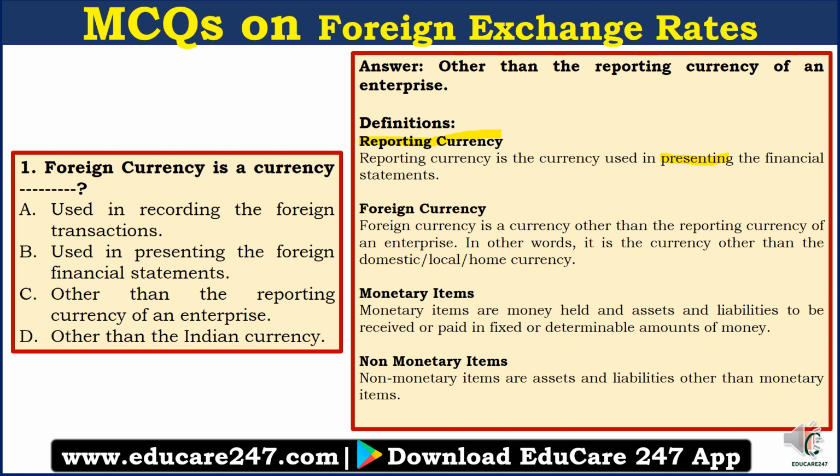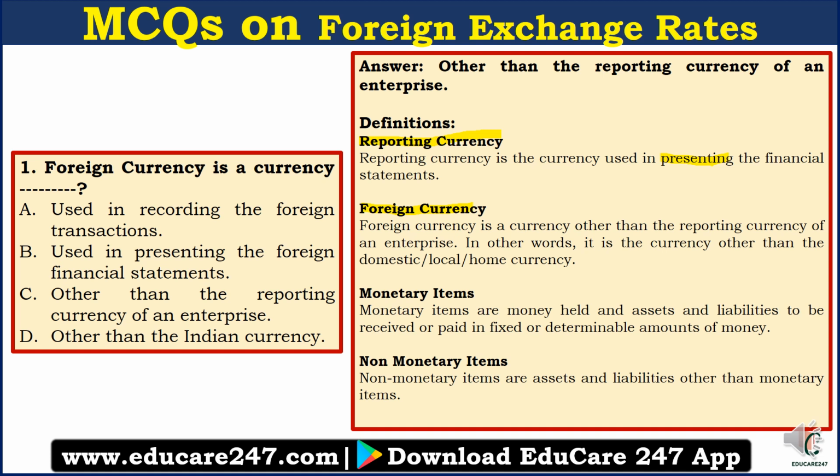Now, what is foreign currency? Foreign currency is a currency other than the reporting currency of an enterprise. In other words, it is the currency other than the domestic, local or home currency. So any currency other than the reporting currency, that becomes your foreign currency.